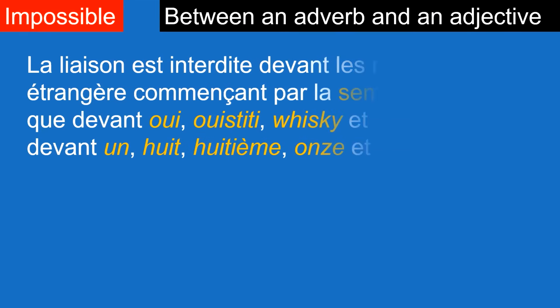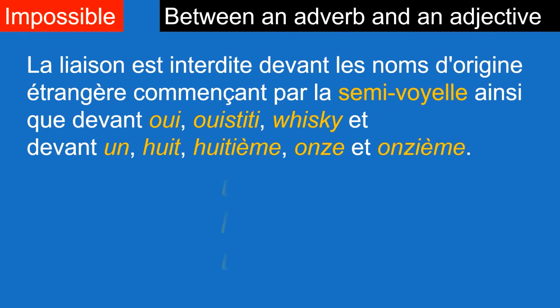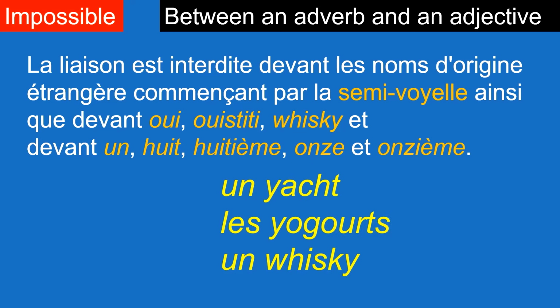You do not do la liaison with foreign words that start with Y. For example, un yacht, les yogourts. And you do not do it with oui, ouistiti, whisky, un, huit, huitième, onze, and onzième.